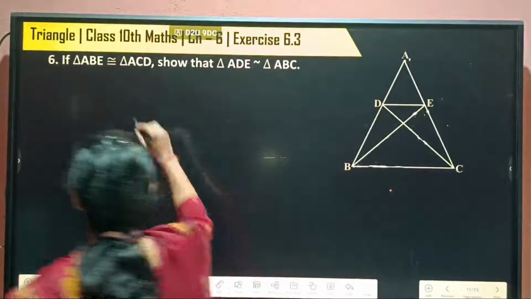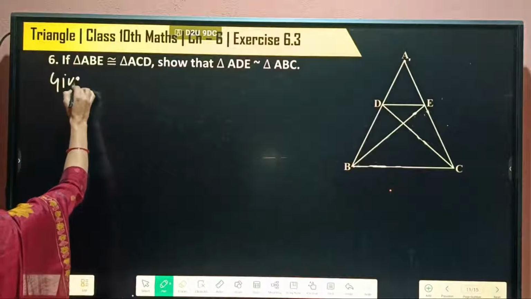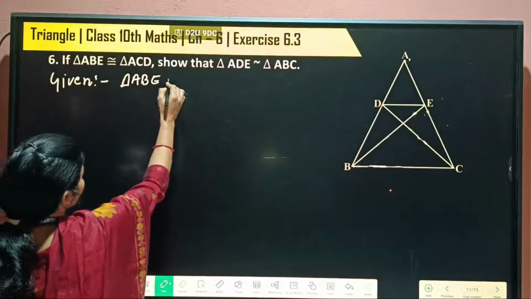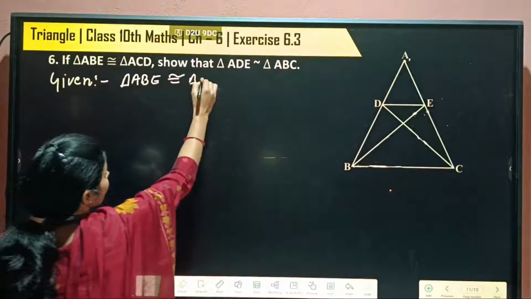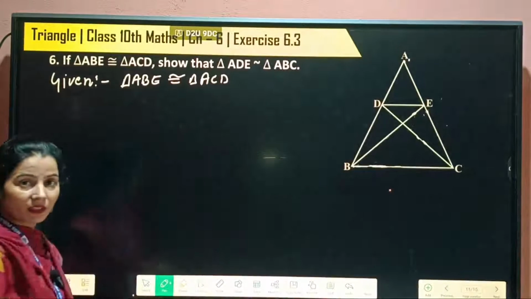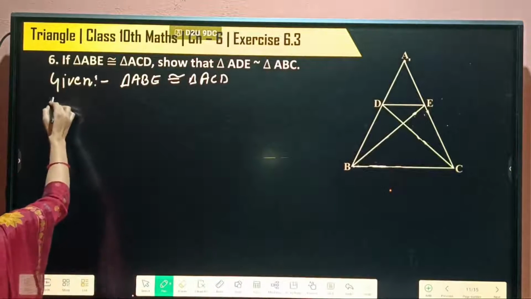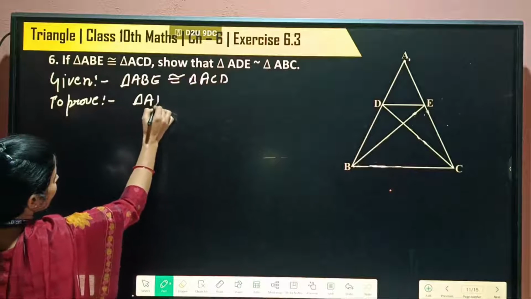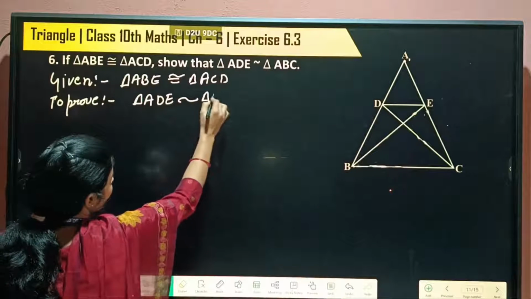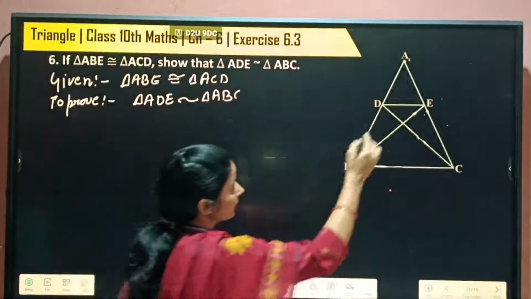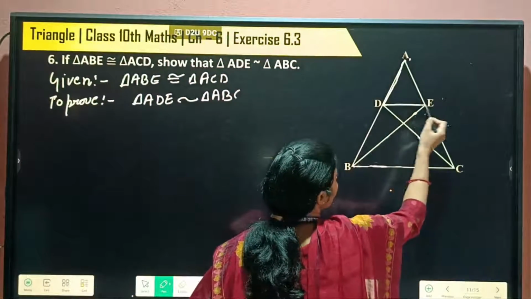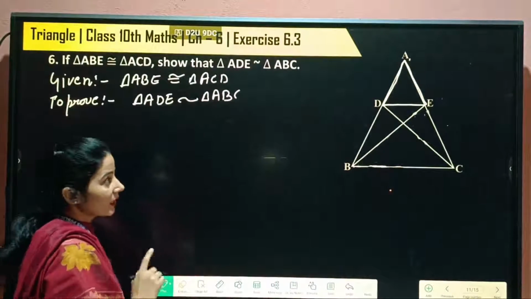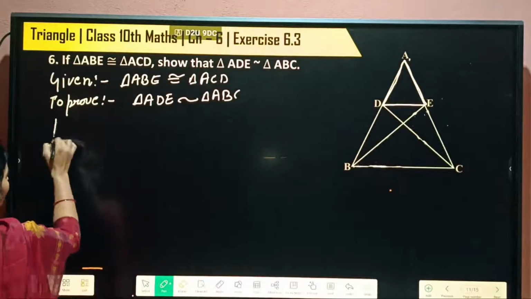Now we can write what is given. Given is triangle ABE is congruent to triangle ACD. And what is to prove? To prove is triangle ADE is similar to triangle ABC. These two triangles, this smaller triangle ADE and ABC, we have to prove similar. Let us use what is given to us in the proof.